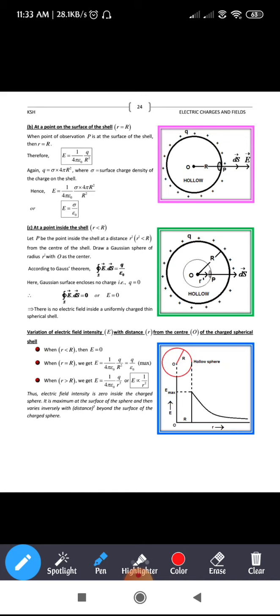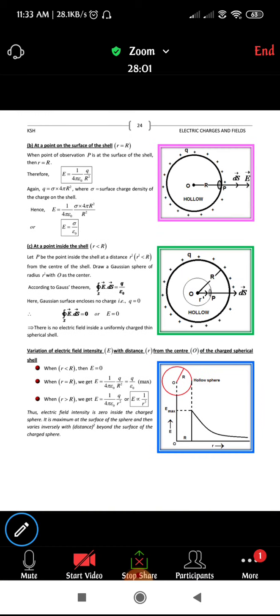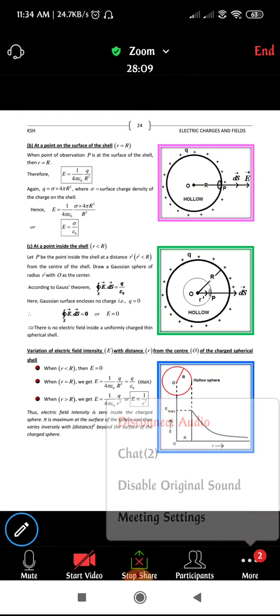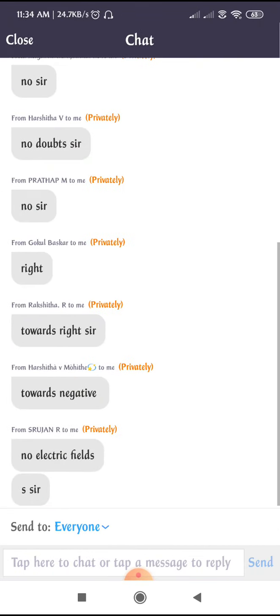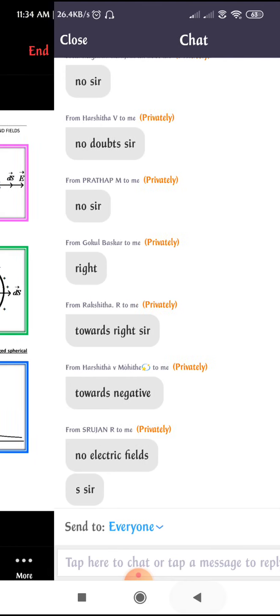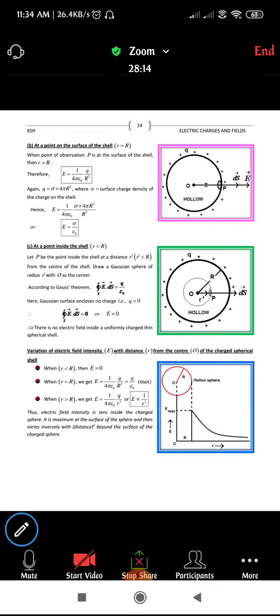Is it fine about all the three cases? Outside the surface, on the surface, and inside the spherical shell. So with this, I think we have completed the chapter electric field and charges.